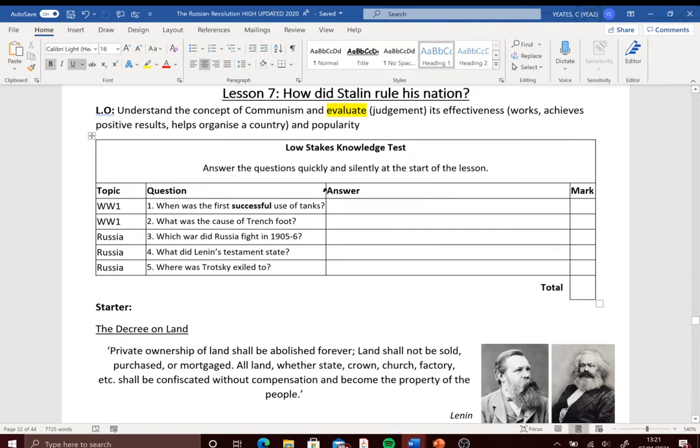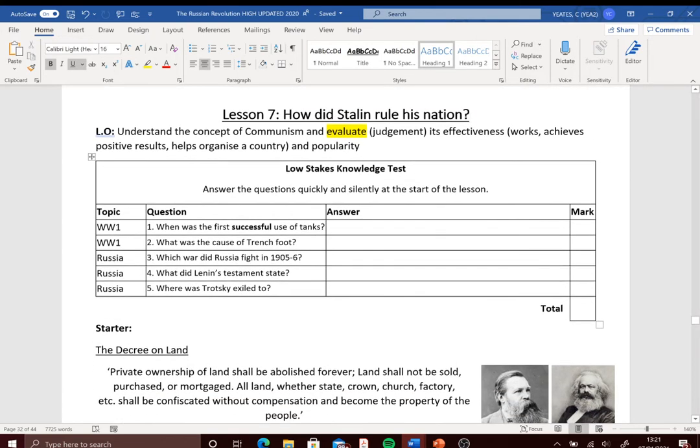Now, before we get into having a look at communism, and again, I'm sure some of you have a lot of thoughts on that already, I'm just going to give you your first low stakes quiz.